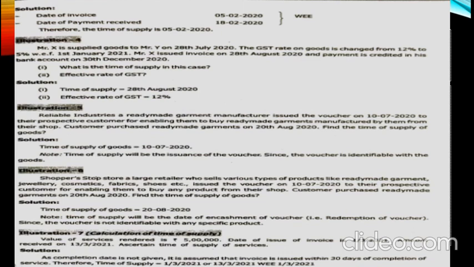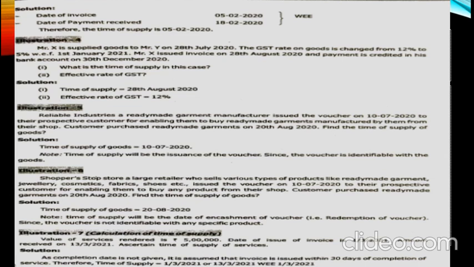So the next problem is illustration 4. Mr. X supplied goods to Mr. Y on 28 July 2020. The GST rate on goods is changed from 12% to 5%, which will be implemented from 1st January 2021. So Mr. X supplied goods to Mr. Y. So when were the goods supplied?